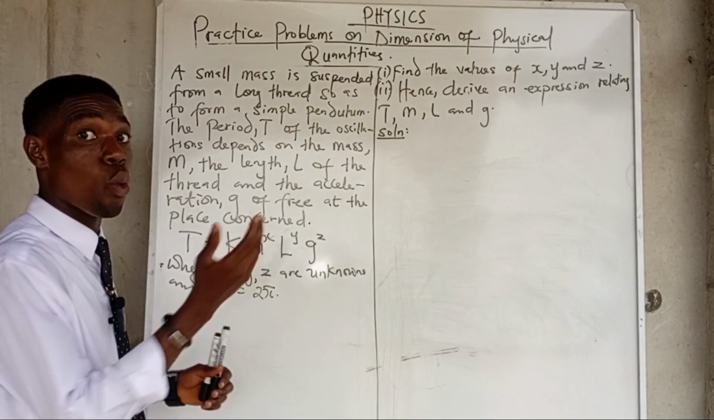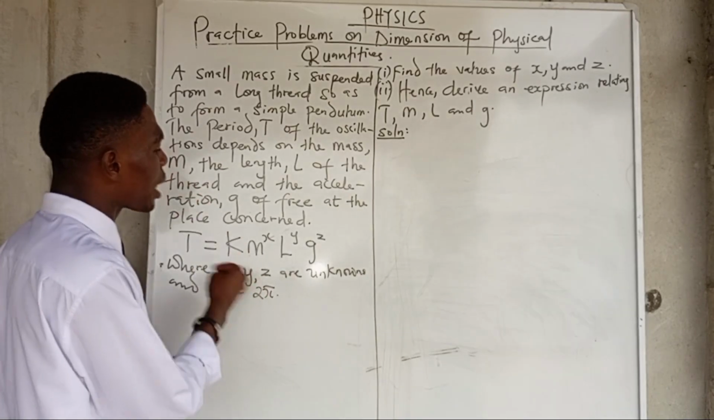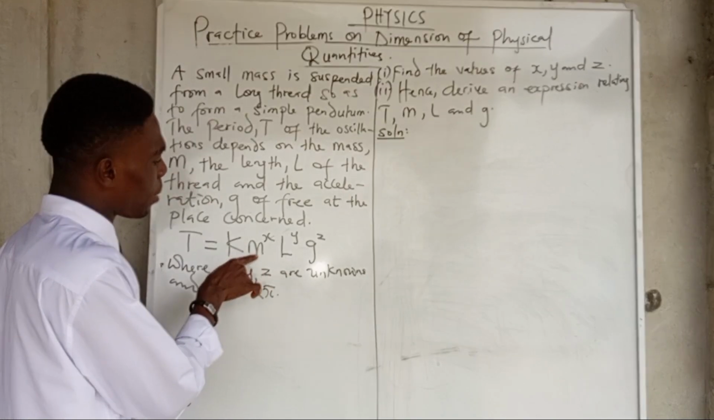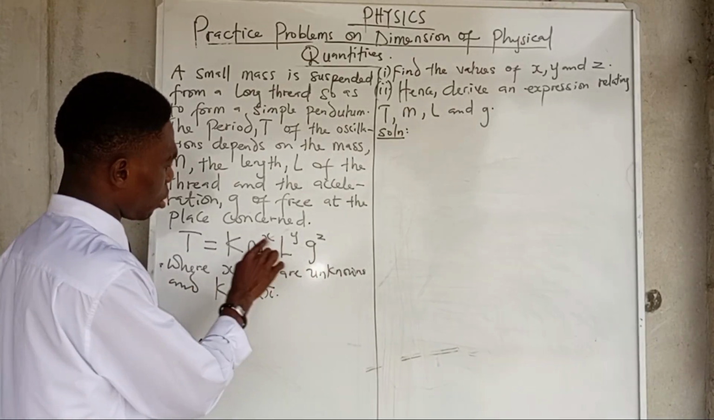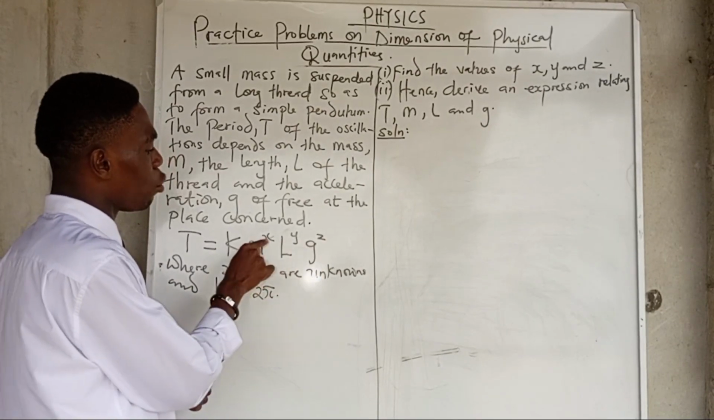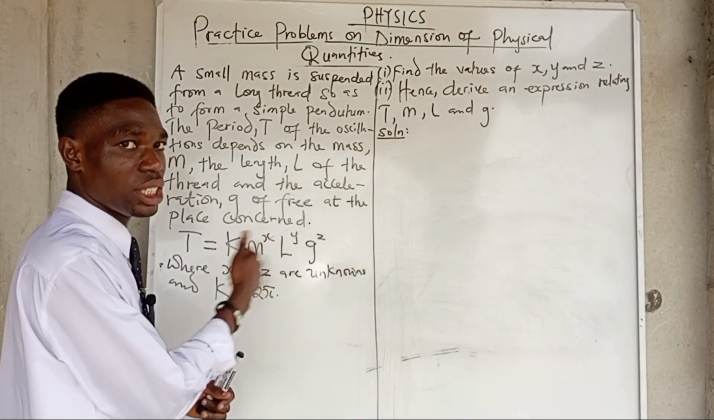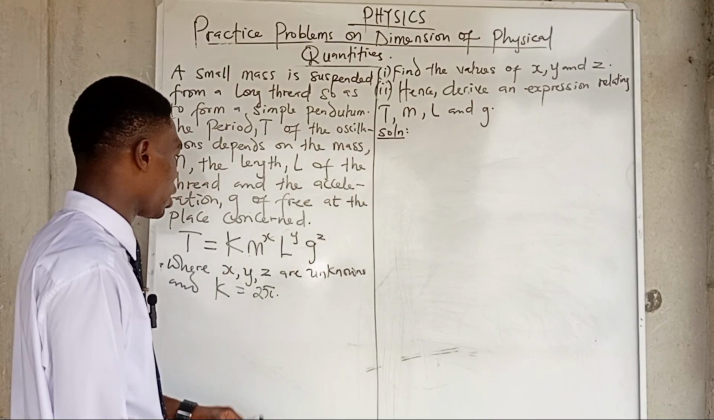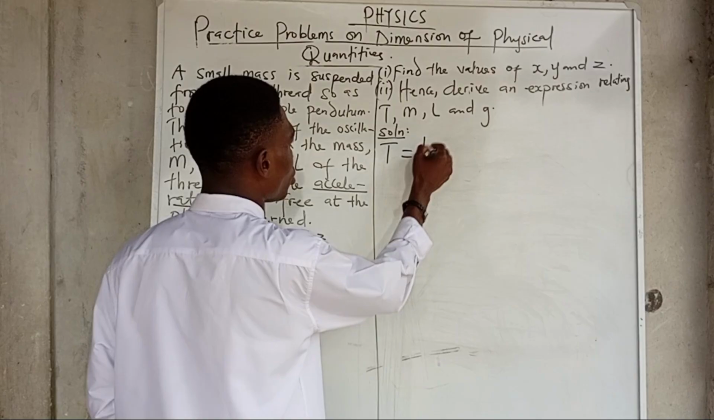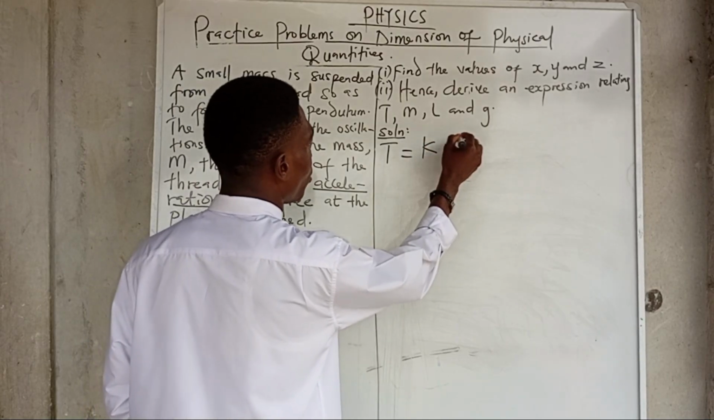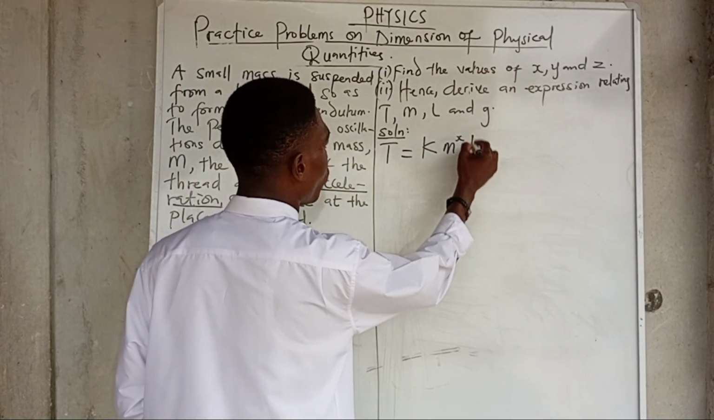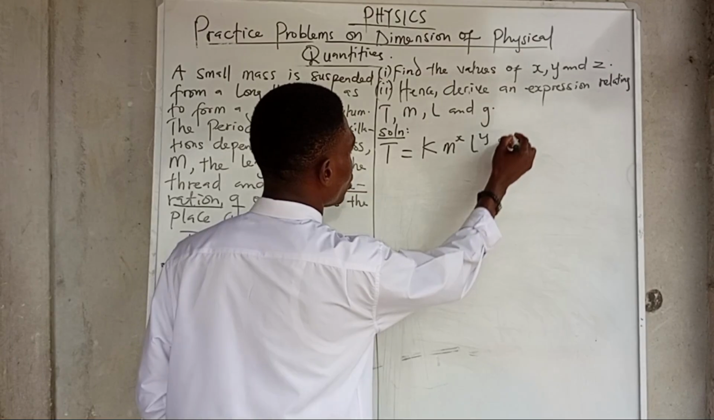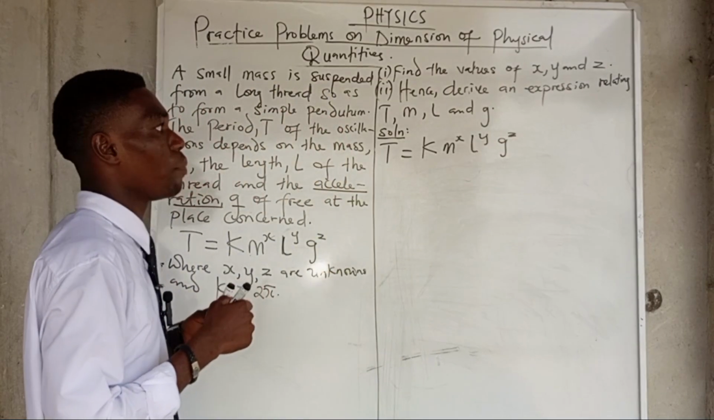And it's super simple. Why? Because if we can replace this in dimension and then compare the values of what we have with x and y, just like we did for the initial question I just solved now, we can just get the answer. So we're going to write the equation given to us. T is equal to k, m is the power of x, l is the power of y, and g is the power of z. Are we together now?